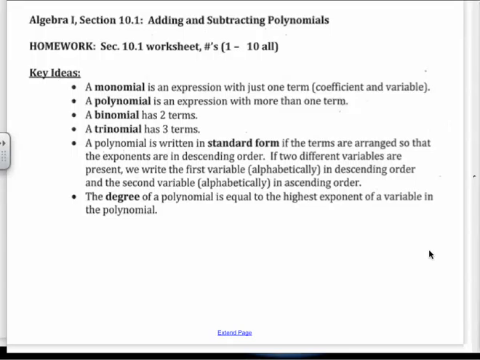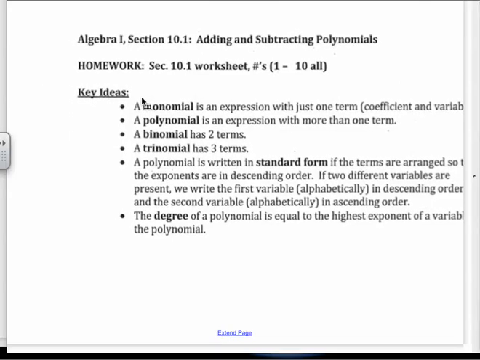Okay, guys, today we're going to start talking, well, this whole section's on polynomials, okay? More than one term. And whenever we start a new section, we're going to start with vocabulary. So let's do a bit of that and we'll just talk through it.